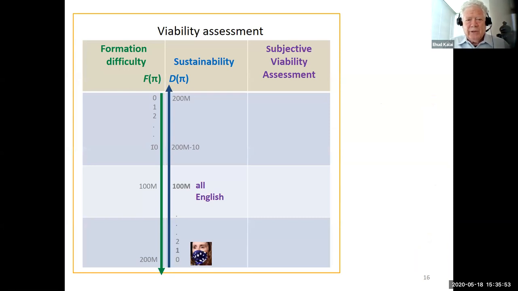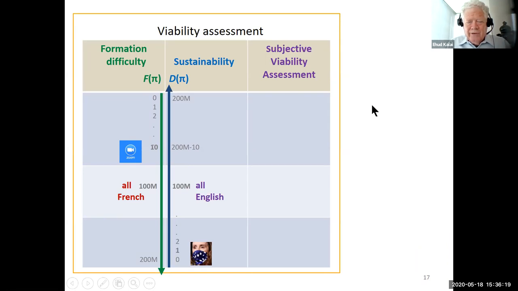So I'm going to go back to this diagram and add here the formation difficulty. Now Zoom is easy to form. Remember, the formation index goes down from 0. Zoom is easy to form; it's low on the formation axis. All French is significantly more difficult to form. It requires more people to commit to make me jump in.